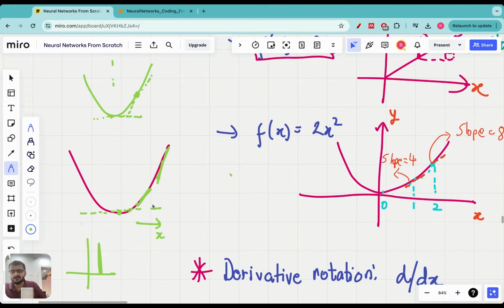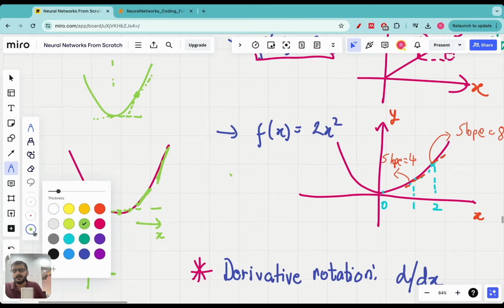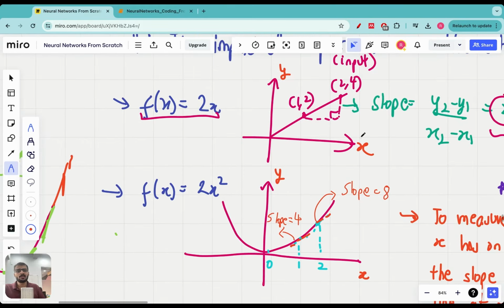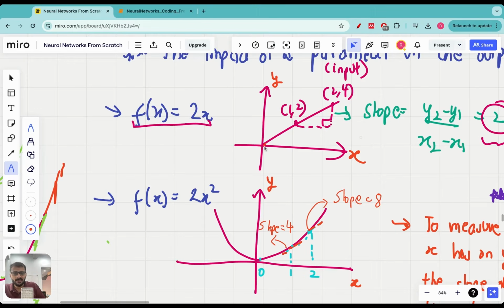Now, if you look at this function and try to find its slope at every single point, you will see that as x increases, the line becomes steeper and steeper. In fact, if you extend this even further, the slope becomes steeper and steeper. Whereas here, in the linear line, if you draw the tangent at any point, it's essentially along the line itself, and it makes the same angle with the horizontal, and hence the slope is constant.